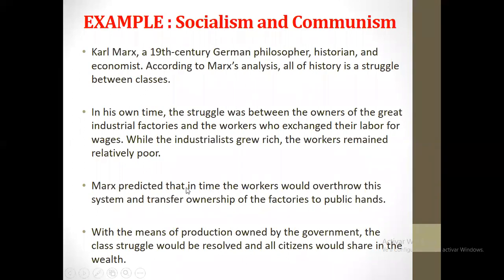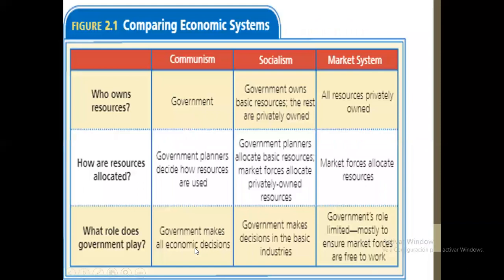Marx predicted that in time the worker would overthrow, tumbaría, the system and transfer owner of the factories to the people. With the means of production owned by the government, the class struggle would be resolved and all citizens would share in the wealth. Todos referirían lo mismo.